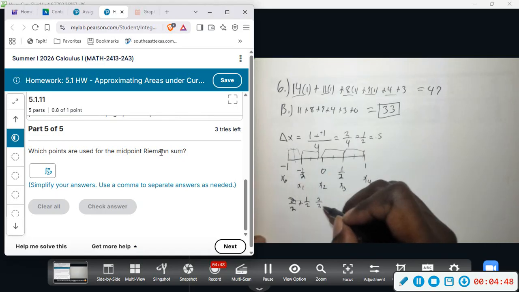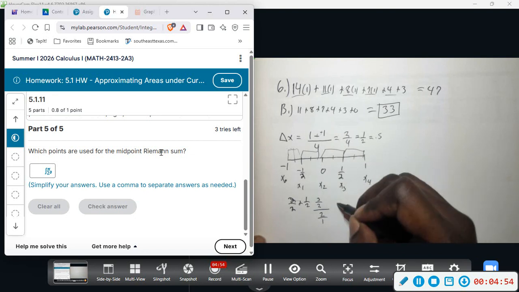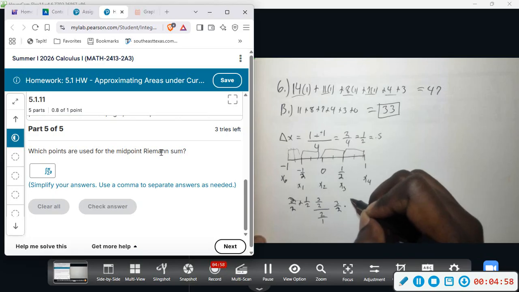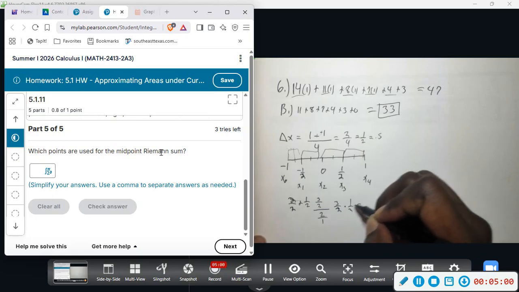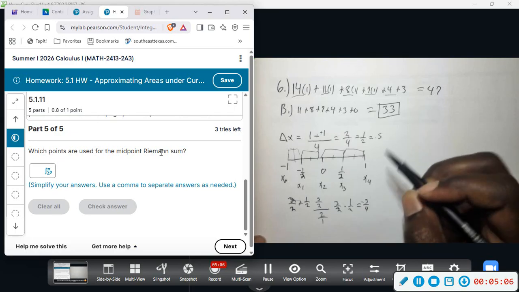And then we're going to divide by 2. So think about this, 2 over 1. If you keep change flip, that's 3 over 2 times 1/2, which gives me 3/4. That'd be a negative 3/4.